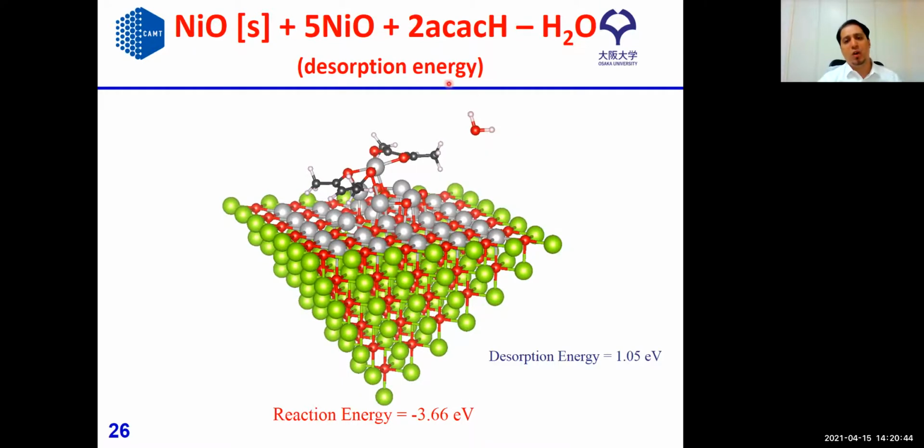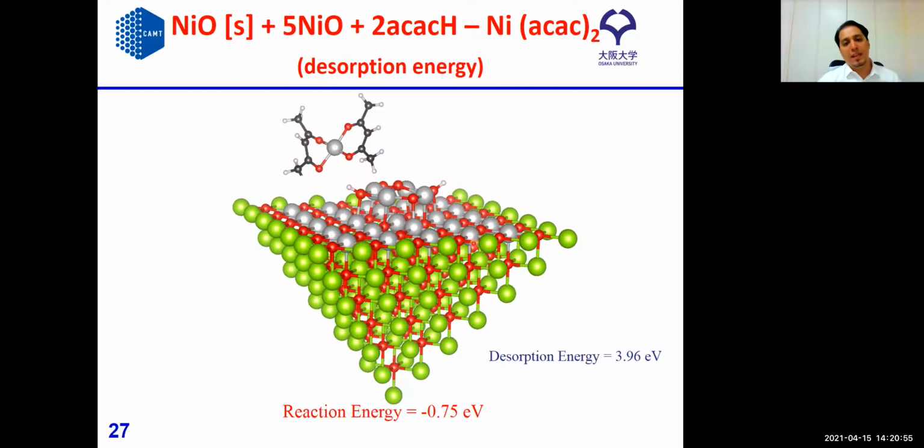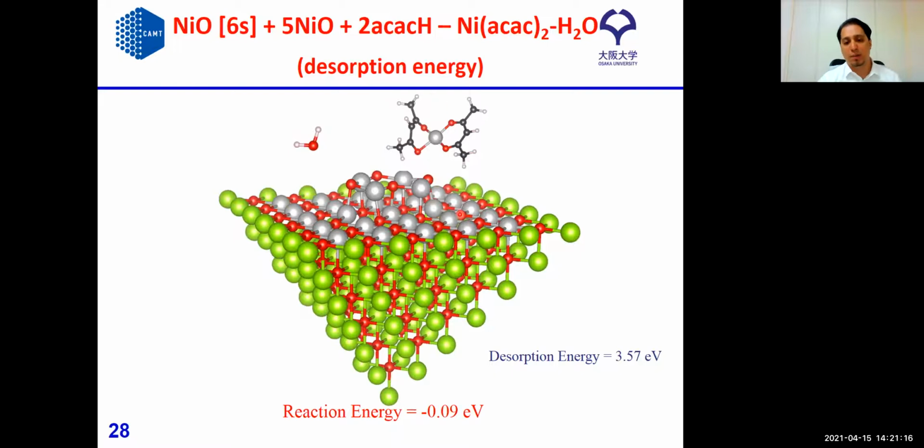Again, we have tested the desorption energies. So if we assume the H2O will be dissolved first, the reaction energy increased to -3.66 eV, which means the needed energy is 1.05 eV. However, if the nickel complex is dissolved first, as we can see here, the reaction energy increased to -0.75 eV, which means the needed energy is 3.96 eV. So the H2O will be dissolved first. After that, this nickel complex will be dissolved to reach the reaction energy -0.09 eV, and the needed energy is reduced to 3.57 eV.